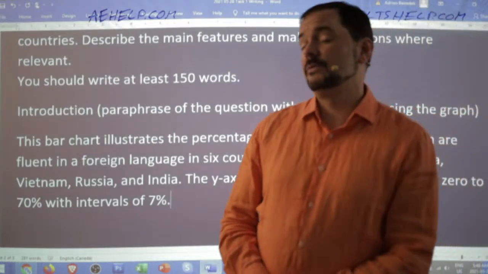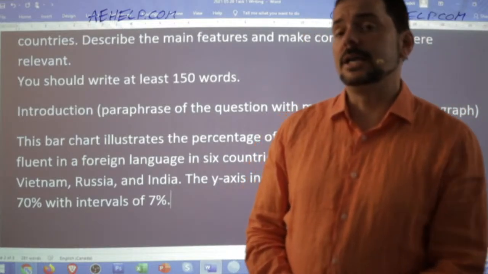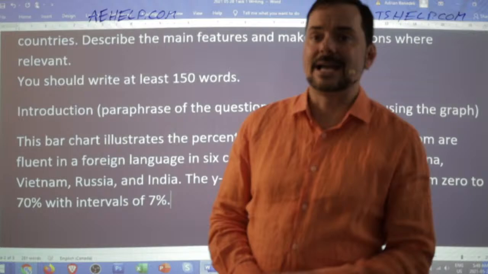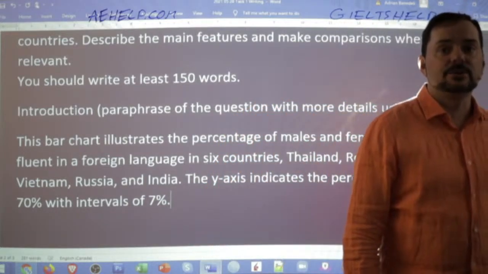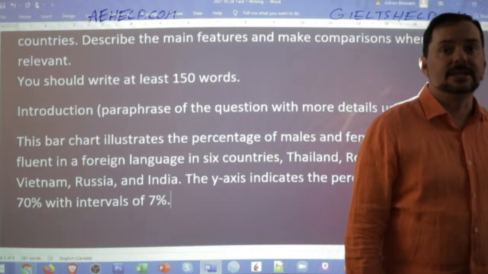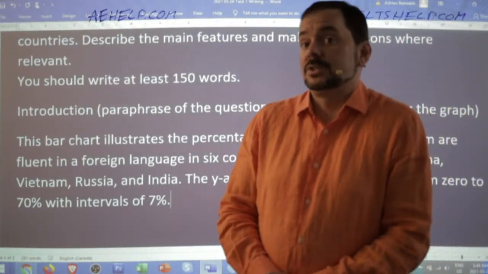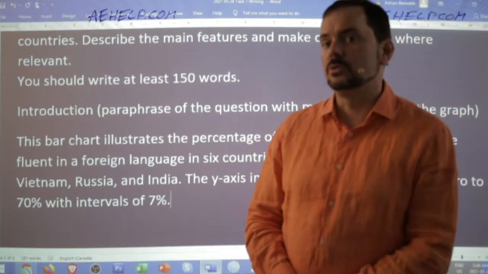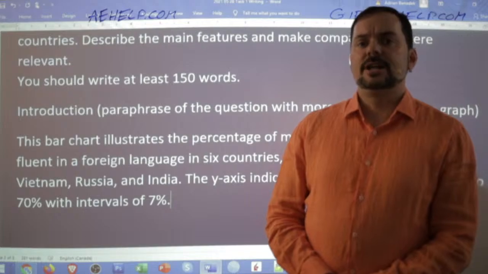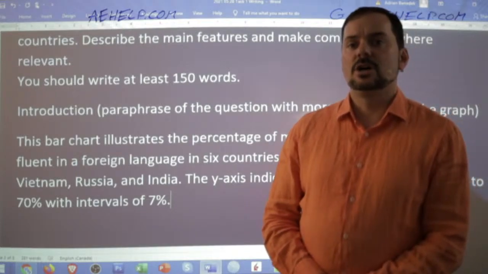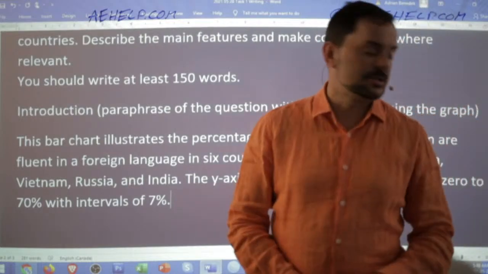Careful, Ali, we don't know if they're international languages. They could be local dialects. Again, the chart doesn't actually tell us what language they're fluent in. An international language would be like Hindi, English, German, Russian, but we don't know if that's what their second language is. Okay, it could be a local dialect, so careful. Angelo says the bar chart emphasizes the percentage of students who speak foreign languages in 6 countries.